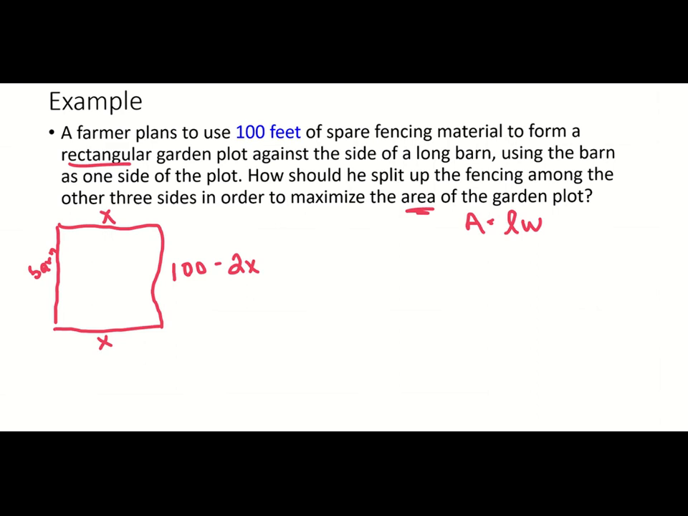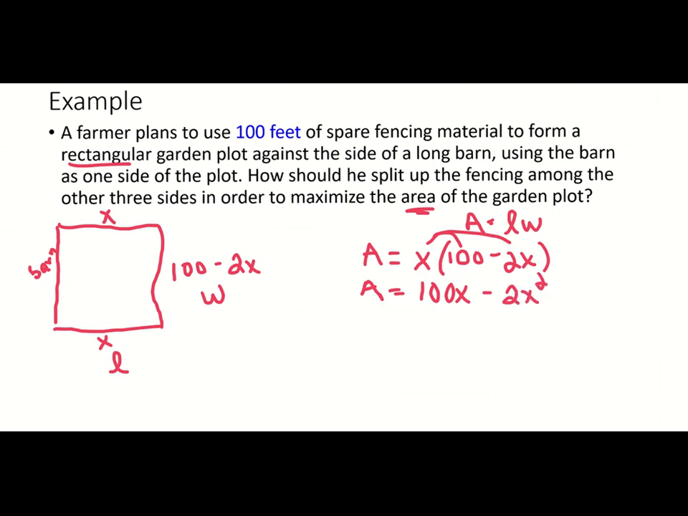So again, area is length times width. So this is our length, here's our width. That means if I were to write an equation right now, I would have x times 100 minus 2x. Okay, so then I can go ahead and distribute. So we're going to get area is equal to 100x minus 2x squared. All right, it's a quadratic. If I were to graph this, not factor it, it would be a parabola.